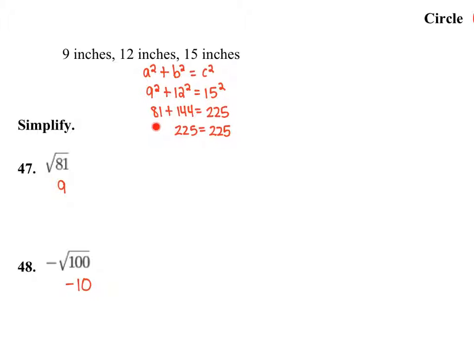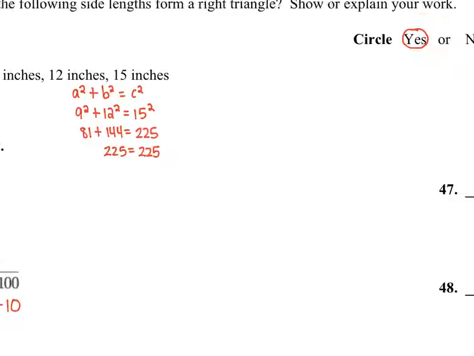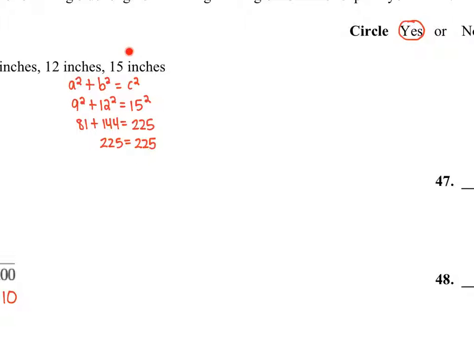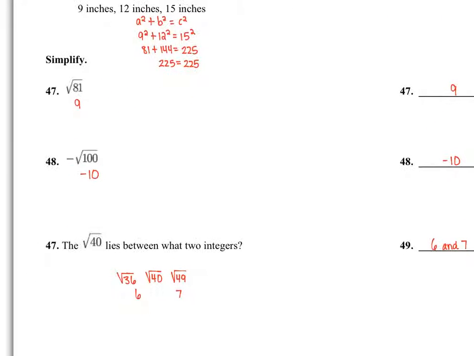So 9 squared is 81, 12 squared is 144, 15 squared is 225. If you add 81 and 144, they equal 225. So then your answer is yes. This would be enough work, but this is the only work that would be acceptable to get an answer of yes. You can't just say yes or no.